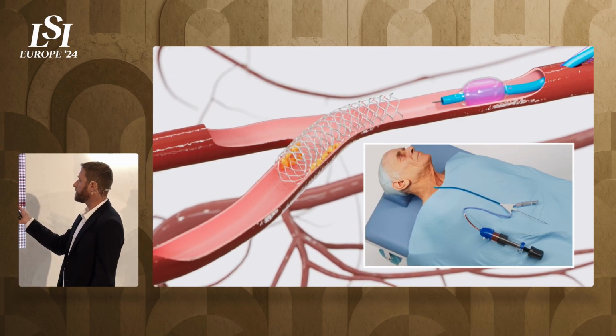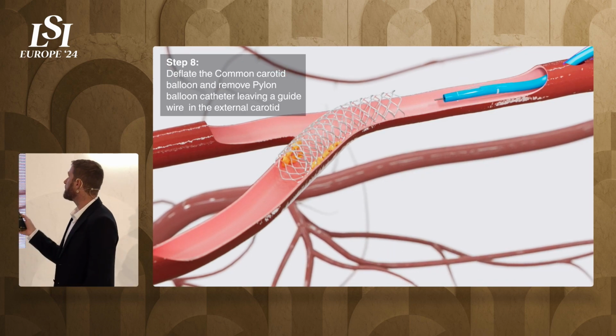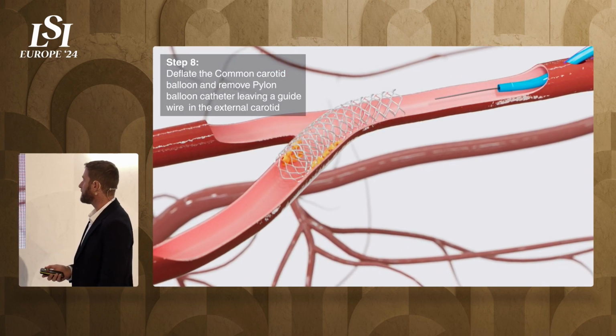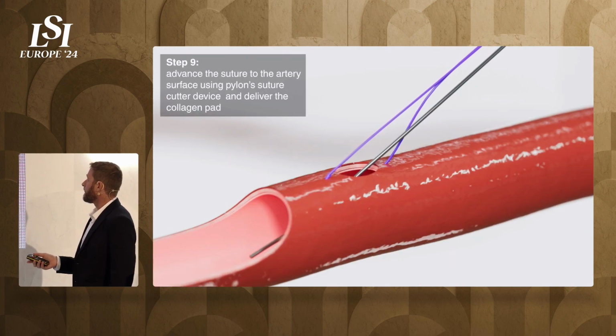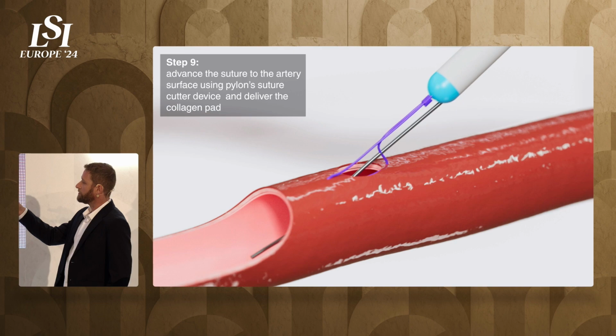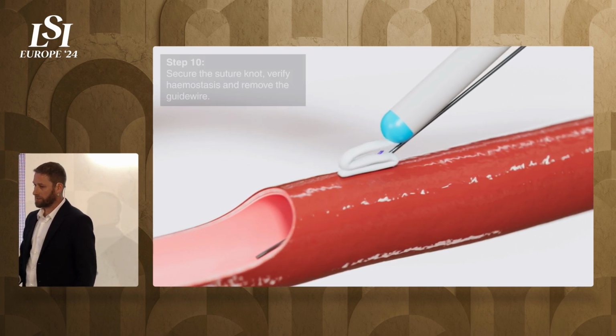This is how the system looks on the patient. And now the last thing we have to do is close the puncture hole. In order to achieve that, we are using another tool in our kit that pushes a knot over the puncture and adds a collagen layer on top of that for extra safety.